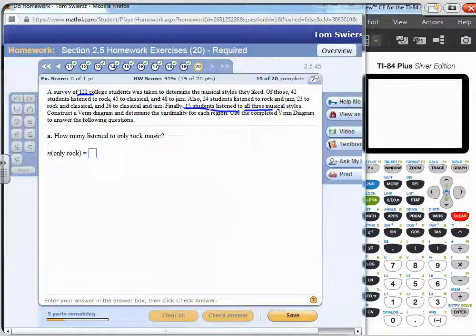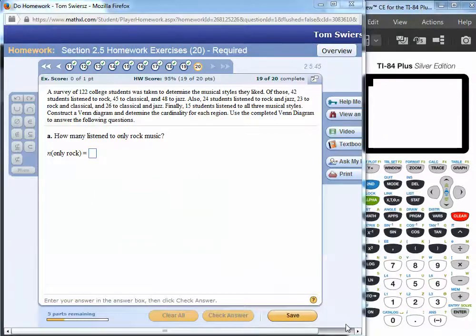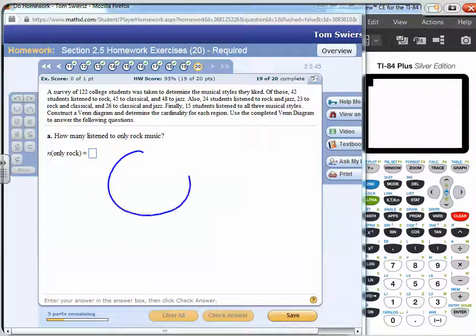Okay, so we've got to do a Venn diagram, so let's go ahead and we've got three sets, right? We've got rock. Let's make this a little bit neater. Let's just close the ink layer and start over. Okay, we've got rock. Rock is going to overlap with, we can put classical here.